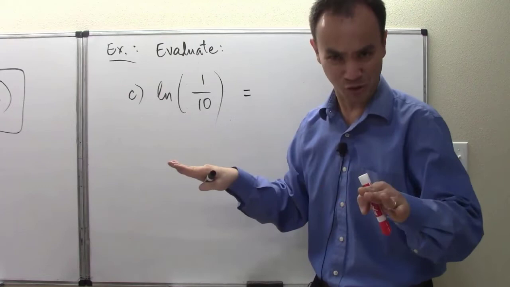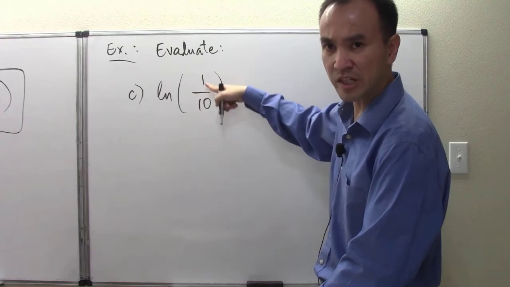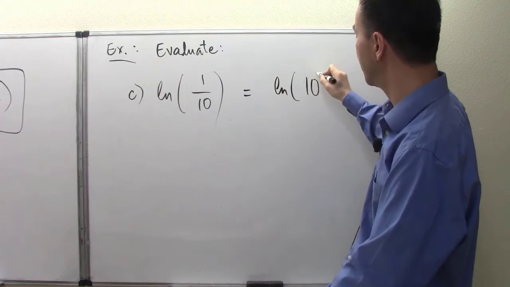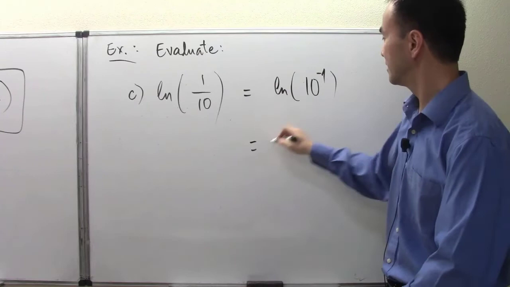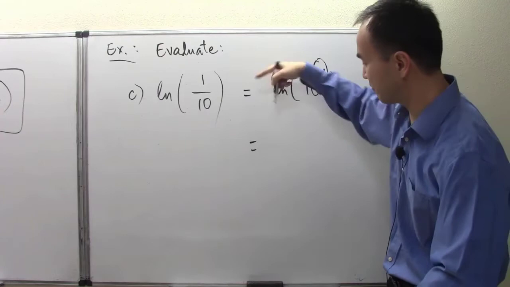But I want to purposely see this as a reciprocal. My intention here is to see that as a logarithm, natural log of 10 to the negative 1 power. And then, seeing that negative 1 power that I now underline or circle, now we can put the negative 1 in front. So now that becomes minus natural log of 10.